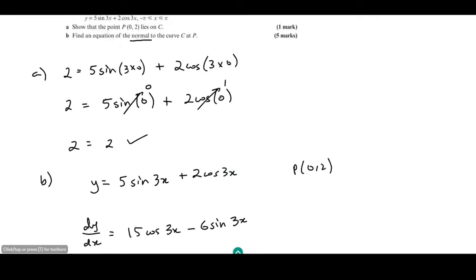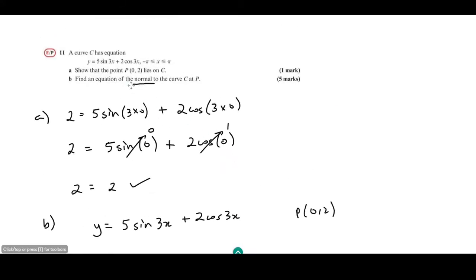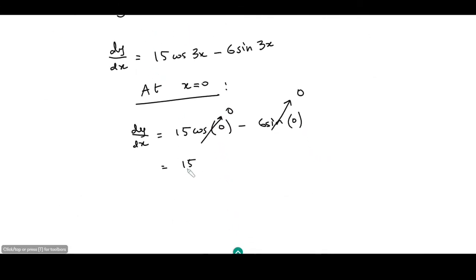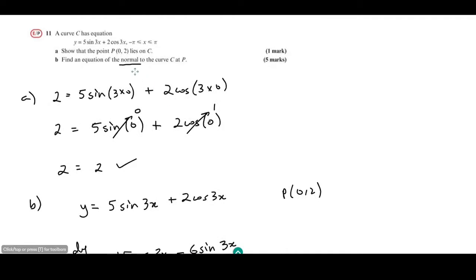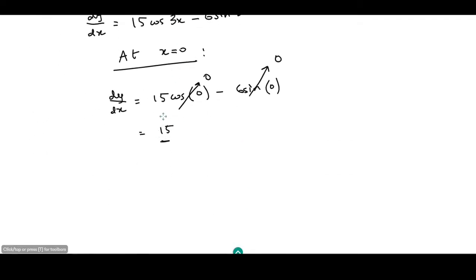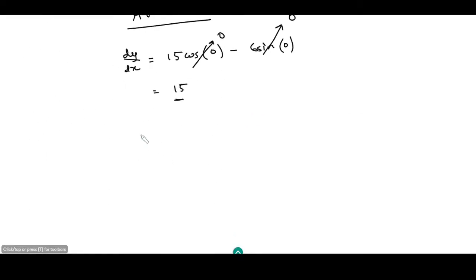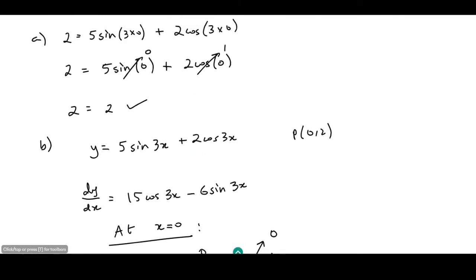If we were to find the equation of the tangent, then we'd simply use this m equals 15. But we need to find the equation of the normal. So we must take the negative reciprocal of this. So we know that our m is minus 1 over 15. And we know our point P is (0, 2). Let me just double check it's (0, 2).